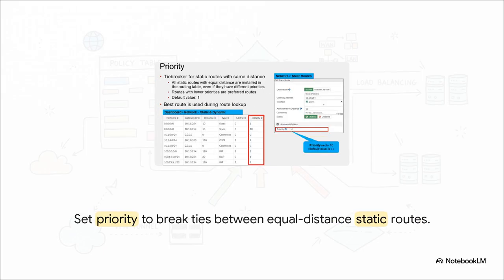Now, if you're dealing strictly with static routes, there's one final tiebreaker in the arsenal, and that's priority. If 2 static routes share the exact same distance, FortiGate actually installs both of them into the routing table. To break the tie during the lookup process, it looks at the priority setting. The default value here is 1, and just like distance and metrics, the lowest priority number wins the right-of-way.